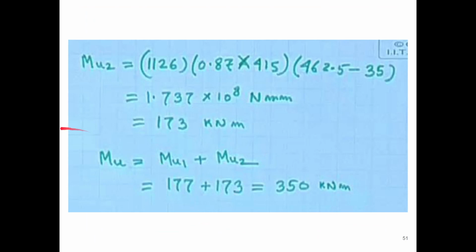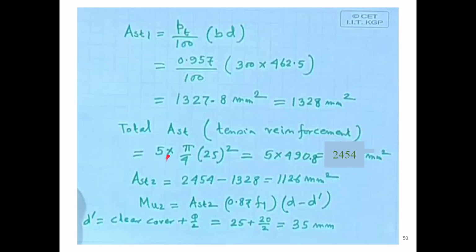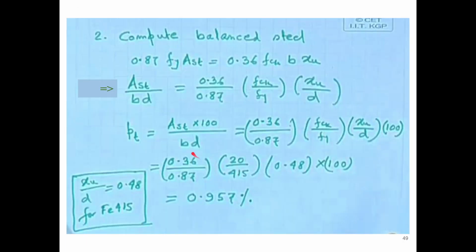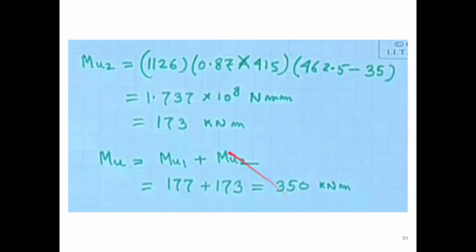So what is the total moment carrying capacity? It will be nothing but the sum of the singly reinforced moment plus the additional steel moment. That is Mu1, which was 177, plus Mu2, which is 173. So 177 plus 173 is 350 kilonewton meter. So that is from the tension side.